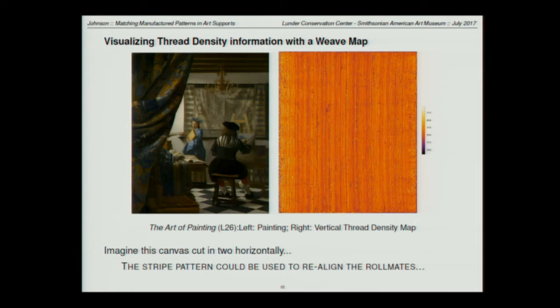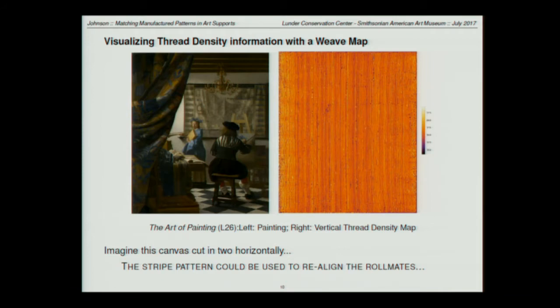So the thing is if you move over a little bit, that group of threads also stays the same all the way through, but they might be a little bit different in how many there are per centimeter. Okay? You can't see it typically. It's very hard to tell just by looking at the canvas. But the computer does all this calculation, immediately you see these stripes.